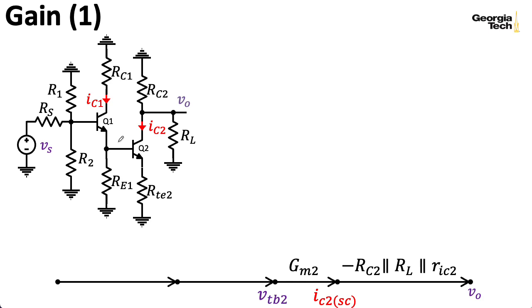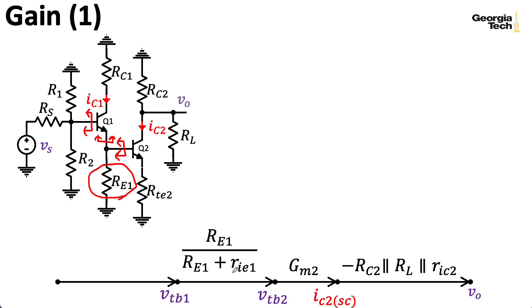Okay, so I can express the Thevenin equivalent voltage looking out of the base of Q2 in terms of the Thevenin equivalent voltage looking out of the base of Q1 by using the Thevenin equivalent circuit looking up into the emitter of Q1. So I'll have VTB1 times a voltage division formula, where I'm dividing the voltage over this emitter resistance RE1. And the other thing I have in the denominator here is RIE1, which is the Thevenin equivalent resistance seen looking up into the emitter. All right, so what is VTB1?